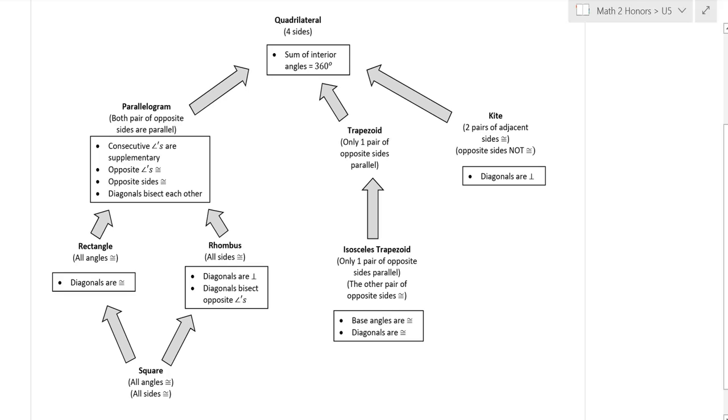Alright, this is an introduction to Unit 5. And Unit 5 is about different types of quadrilaterals. And in your Unit 5 packet, this should be the first page that you see. And it kind of organizes the different shapes that we're going to see. And I'm going to give a little overview of them.